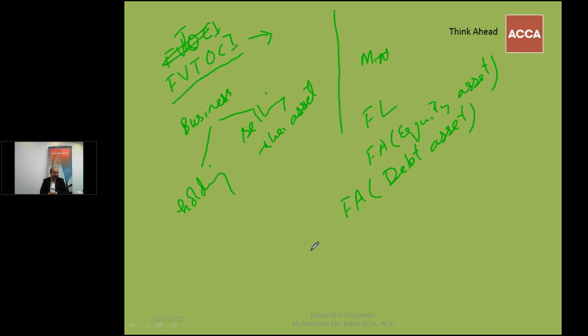Shayan Qureshi has been hyperactive today. Yesterday it was Miriam, today it's Shayan. Heroes of the session. He asks: HTM to FVTPL, fair value through profit and loss. Is the tainting concept abolished? HTM to FVTPL. Can you please elaborate this?